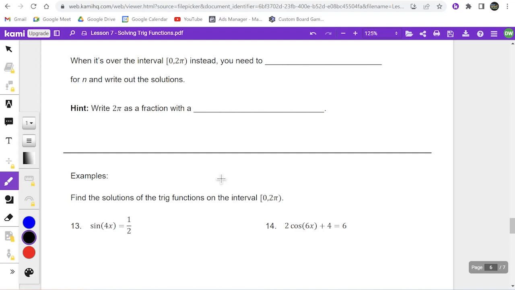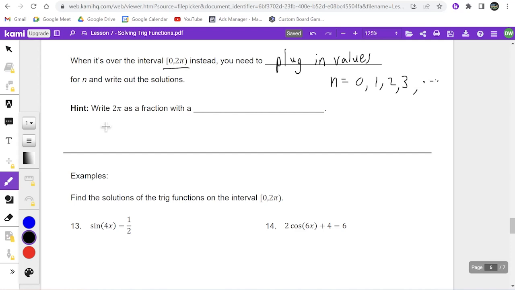So what do we do in these cases? When it's over the interval from 0 to 2 pi instead, you need to plug in values for n. You're going to plug in values for n and write out the solutions. Remember, n is equal to 0, 1, 2, 3. Technically the negative numbers as well, but we're not doing negative numbers today because, just look at this. 0 to 2 pi is only the positive numbers, okay? And it's not just 0, 1, 2, 3. That list keeps going forever.